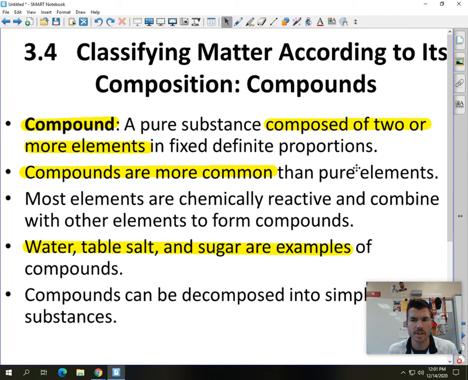However, a compound is two or more elements. This is what we did last week with the Mollymods. So you were making compounds as you put them together, and you got to see different color Mollymods stuck together, and that's what we call a compound. Compounds are more common, and examples of compounds would be water, salt, sugar. These are all easy, common examples of compounds.